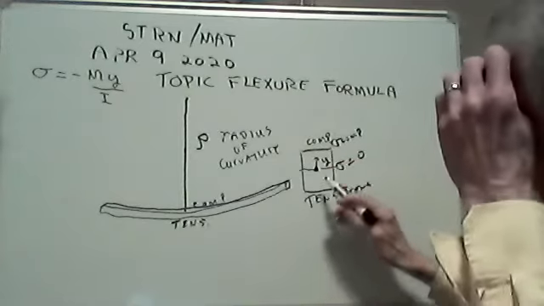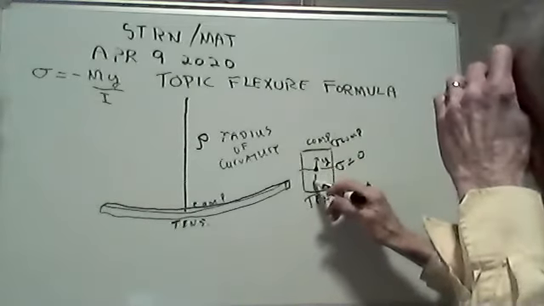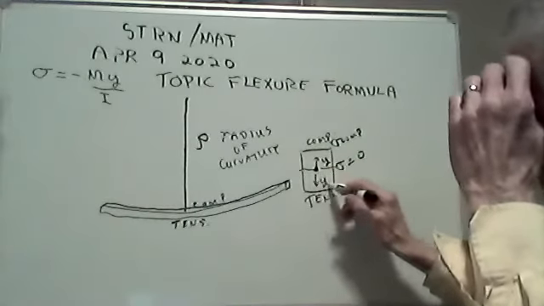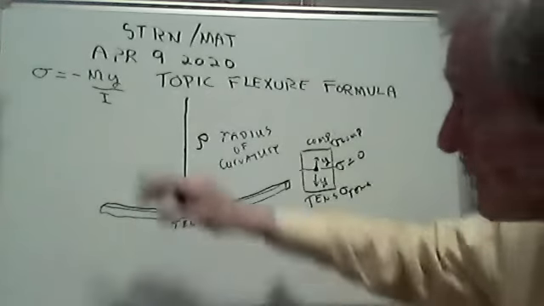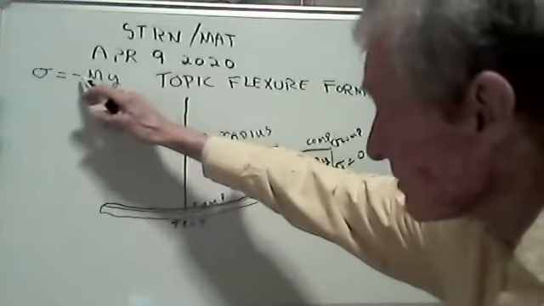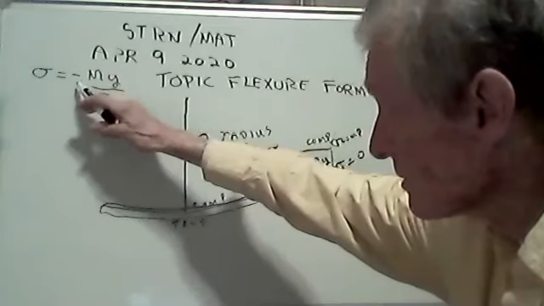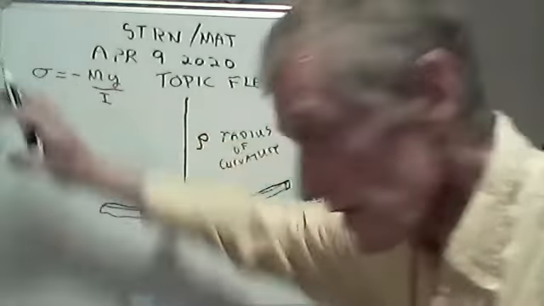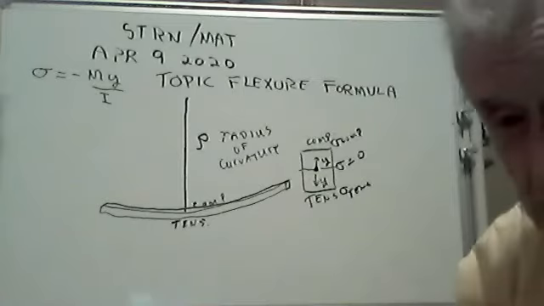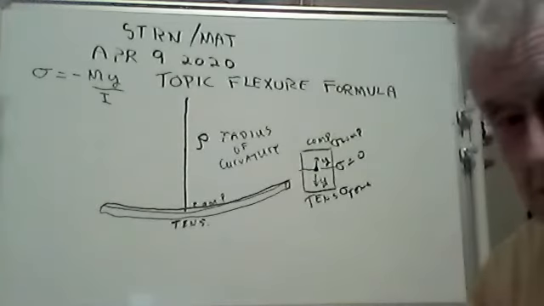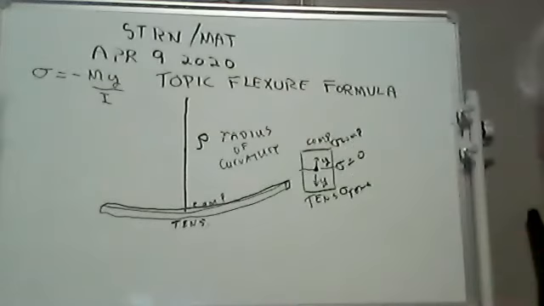Now, if the y is negative, see, going down this way, the y will be negative. So if you got a negative there, and there's a negative sign in front of the equation, that makes the stress positive. So you got positive stress on the bottom. All right, we all understand that, I hope.